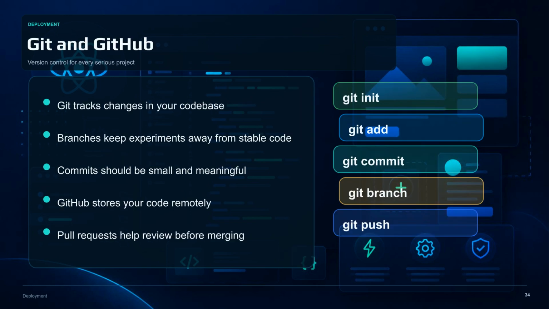Git and GitHub are essential for version control. Track your changes with git add and commit. Use branches for new features, and use pull requests to review code. GitHub serves as your secure remote repository for project history.